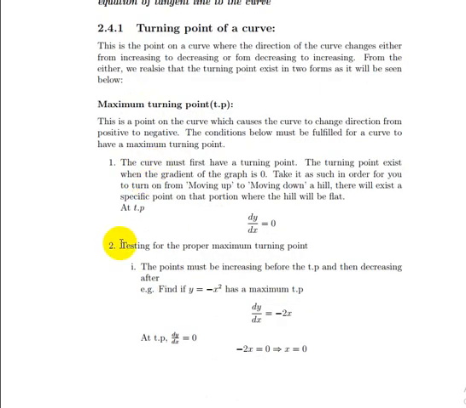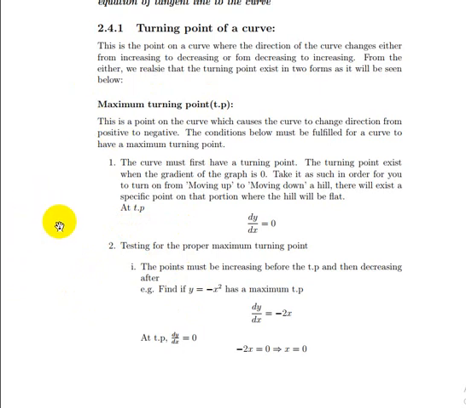In order for you to find if a turning point is maximum, you then need to note the definition of a maximum turning point. A maximum turning point is a turning point of a curve which was initially increasing and then decreases in direction. So it's a turning point which initially had a positive increase in direction and then a negative or a decrease in direction. So this is a maximum turning point.